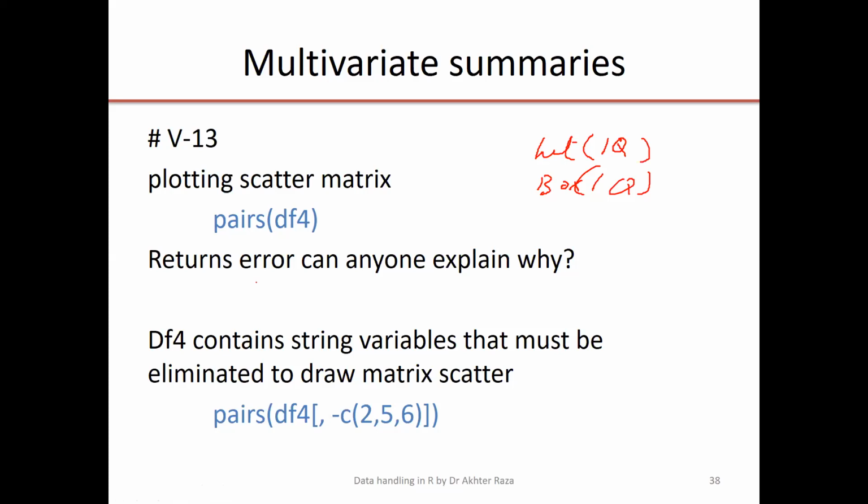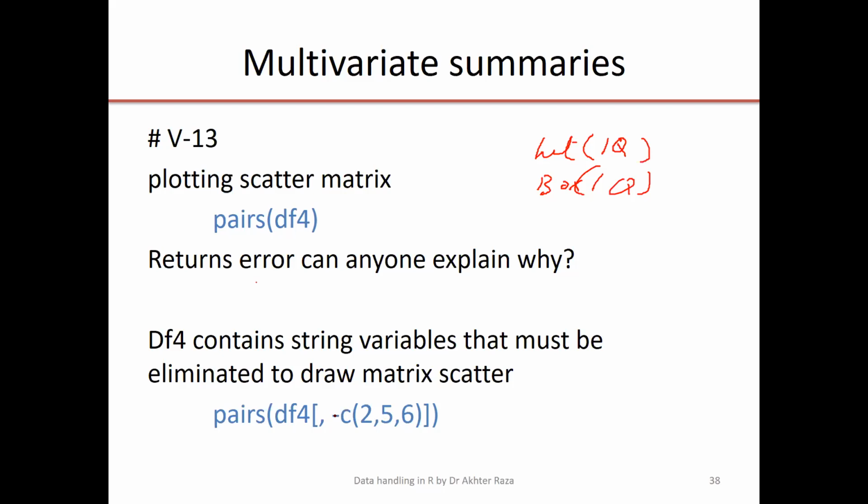If you want to eliminate some of the columns from the pairs command, this command will be helpful for you: df4, comma. Comma means all rows will be used. Before the comma, I did not use anything. But after the comma, I use minus c(2, 5, 6). What is this indicating?